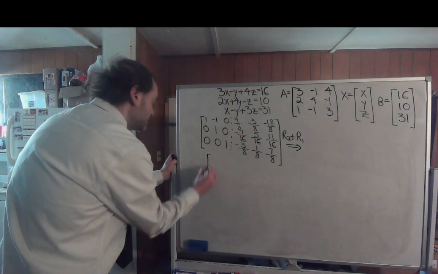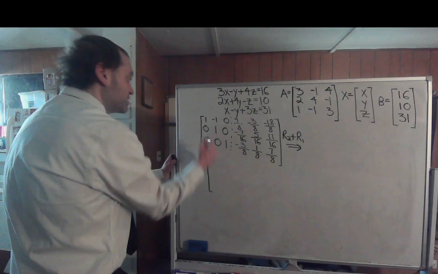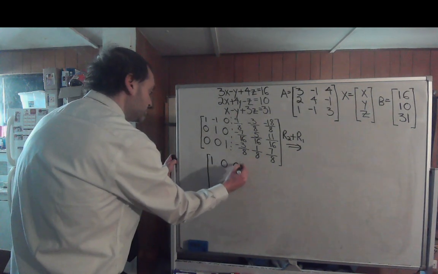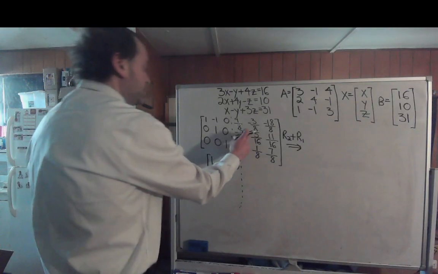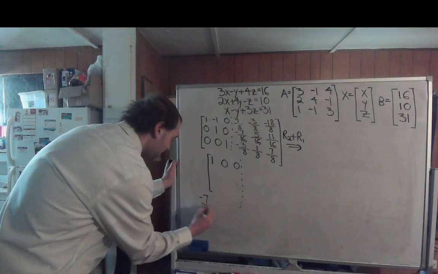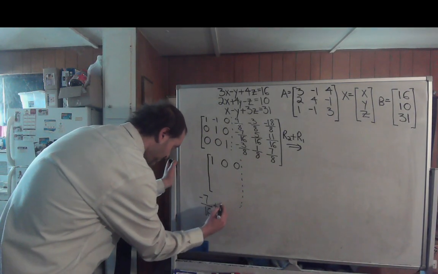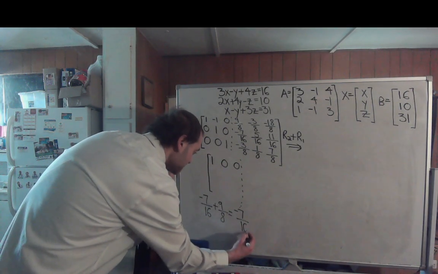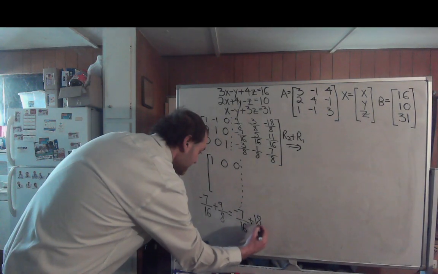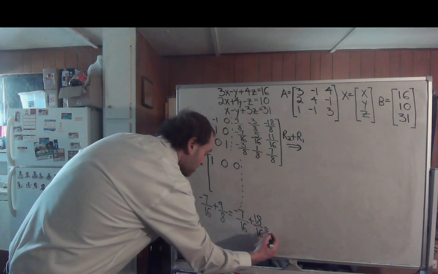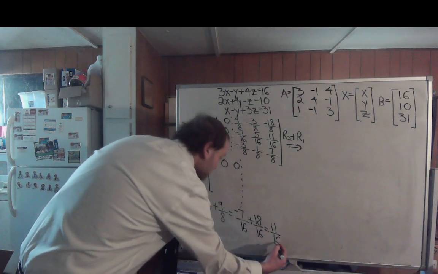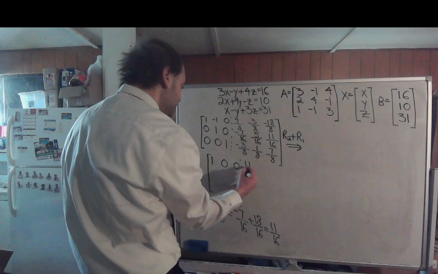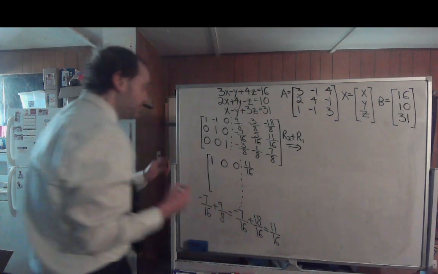So let's see here. You'll have 0 plus 1 is still 1. 1 minus 1 is 0. 0 plus 0 is 0. Negative 7/16 plus 9/8. Let me just do that work down here on the side. Plus 9/8. Well, that's going to equal negative 7/16 plus 18/16. Well, that's going to give me 11/16. So I'll end up getting 11/16 for my first entry in row 1.